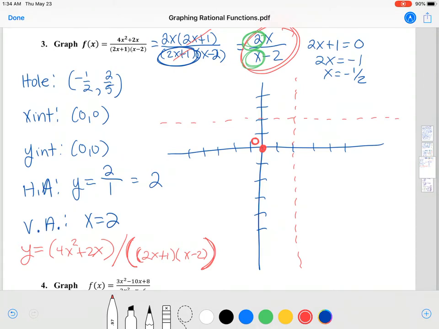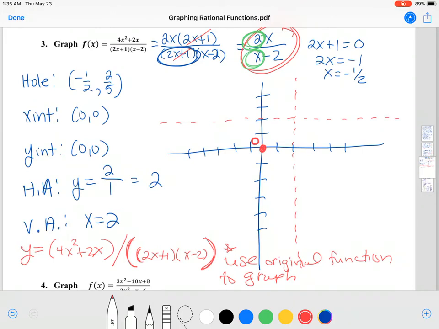And another thing that I want to mention is always use the original function before it's simplified when you go to graph. So I'll make a note of that. Use original function to graph. What happens is if you don't use that original function and we simplify and we just graph the 2x over x minus 2, you might lose some features that you would see on there if you didn't graph the original.